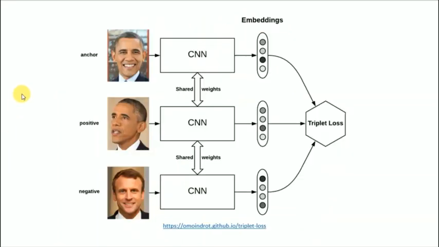This is another representation of the triplet ranking loss I got from this link right here. Again, you have the anchor image or the reference image, a positive image, which is from the same class as the anchor image, and a negative image, which is from a different class from the anchor image. You use a CNN, and all of them are basically the same network. They have shared weights. You extract feature vectors from each image, and then you calculate the triplet loss.